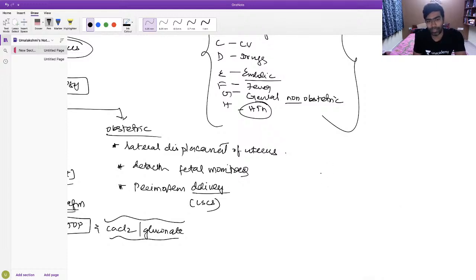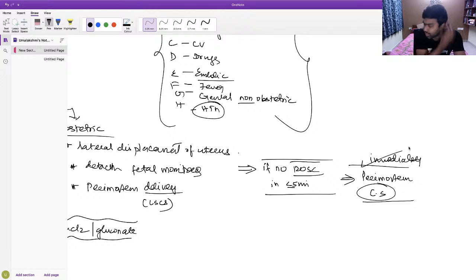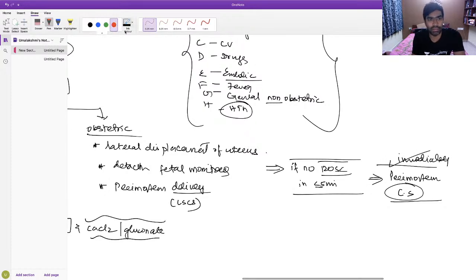And at the same time, suppose the patient is not achieving ROSC, return of spontaneous circulation. You have done all these things, but if the patient has not achieved return of spontaneous circulation in less than 5 minutes, then immediately you have to go for a cesarean section. This is called perimortem C-section. Perimortem cesarean section has to be performed immediately. Even if you cannot save the mother, at least you can save the baby in this situation. That's the idea here. So they have given some typical timing also.